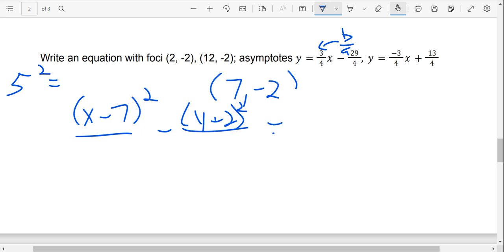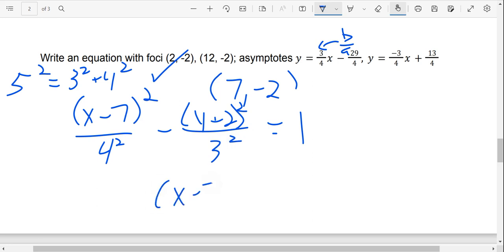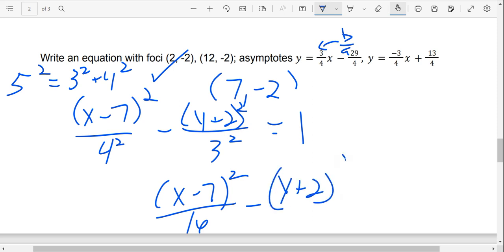Now, how does that help us? So that means a squared plus b squared needs to be of the ratio 3 to 4. Does this work? Yes. Sometimes you will need to multiply these values by 2 because they might be reduced. But in this case, it works out because 3 squared plus 4 squared does in fact equal 5 squared. And as we know, the a value in this case is your denominator, so it's going to be 4 squared down here, and then 3 squared down here. Giving us x minus 7 squared over 16 minus y plus 2 squared over 9.